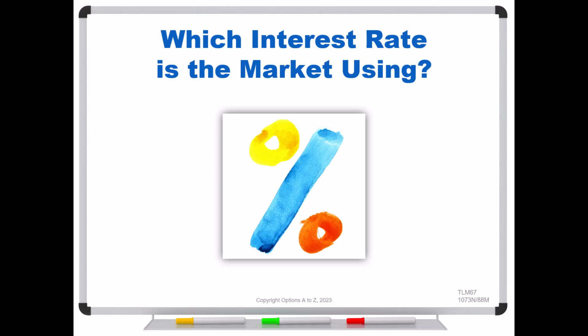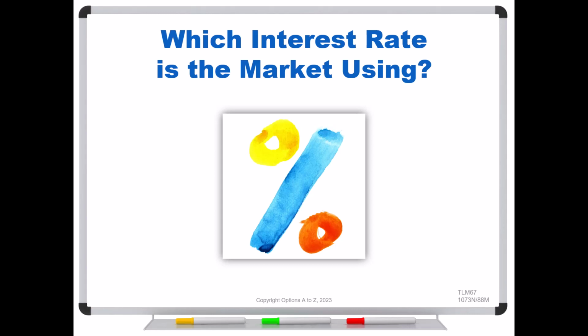I got an interesting email from one of our traders asking, how do you figure out which interest rate the market is using to price an option? It's a question that doesn't come up a lot, but one might be for figuring out if a call option is a viable candidate for early exercise. So there are times that you might need to back into figuring out which interest rate the market is using. And we can do that by figuring out the difference between the call and the put.